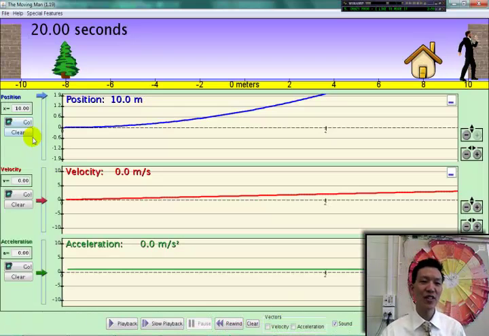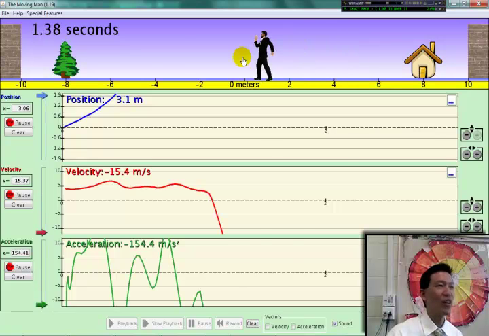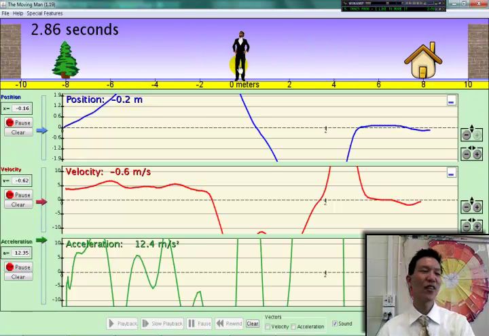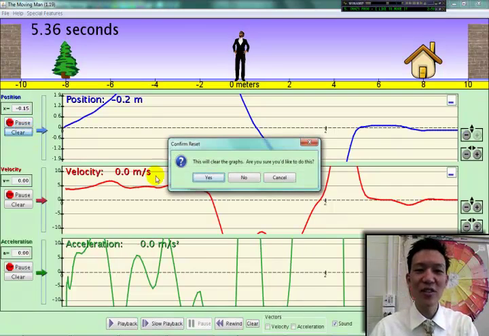There's this moving man simulation. Let me clear this out here, okay? What's nice is when you move this little person here, all 3 graphs are generated. And some people are like, what's the point? I don't get the point of this. This is like a lot of weird math. Well, here's a very practical thing, okay?